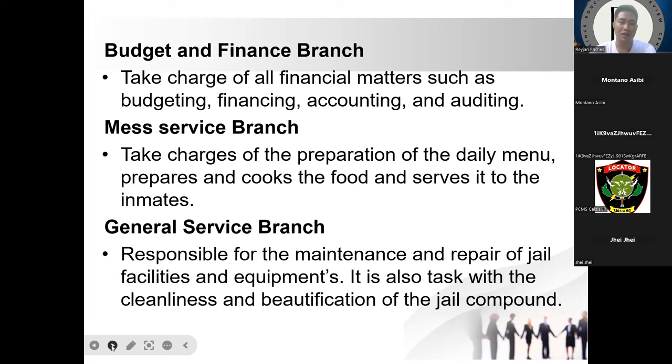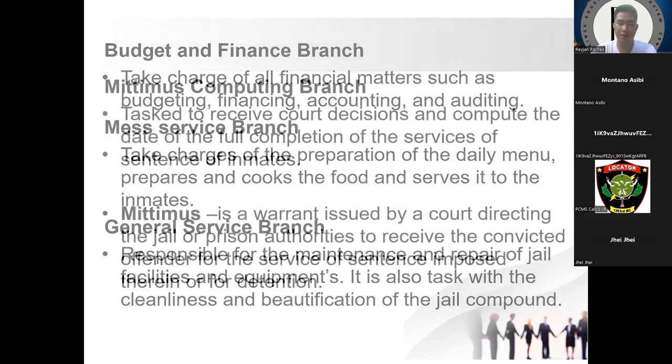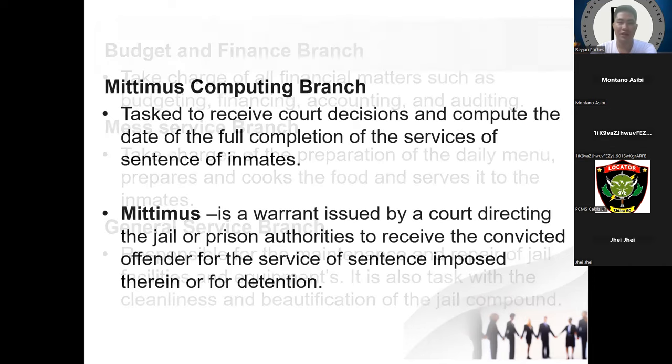Then of course, we have the general service branch naman to repair yung mga jail facilities and equipments. And of course, yung cleanliness and beautification of the jail compound. General service. Kapag may nasisira sa loob, may nasisira sa mga ilaw and so on, sila yung may hawak.